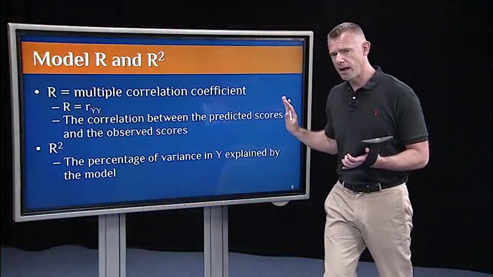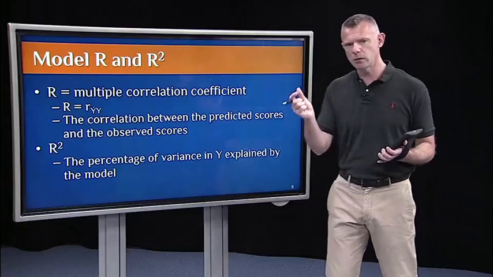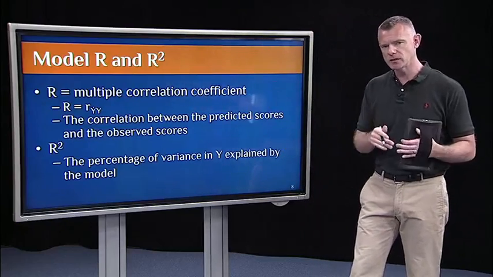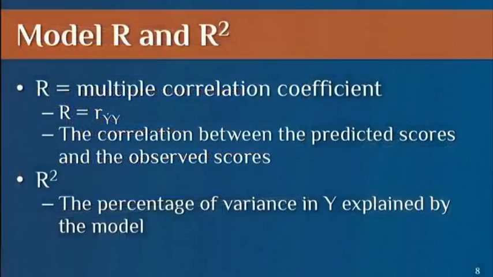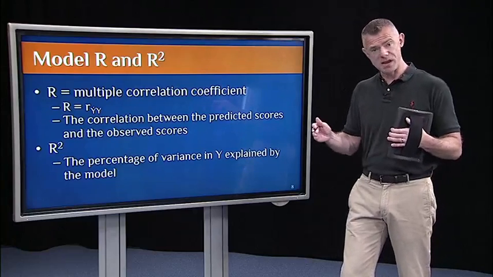We still can calculate a multiple correlation coefficient because remember, that's the correlation between the predicted scores and the observed scores. This is a way of evaluating the overall model. And we can square that multiple correlation coefficient to get r squared, and that tells us the percentage of variance in the outcome measure that's explained by the model. Again, that's a way to evaluate the overall model. It's a way to compare competing models.